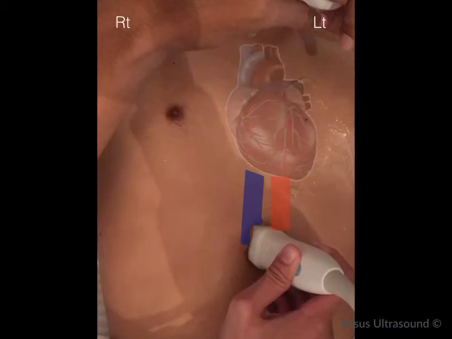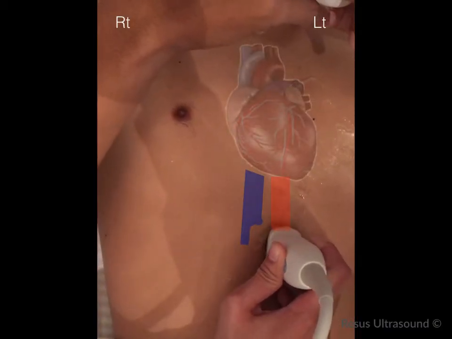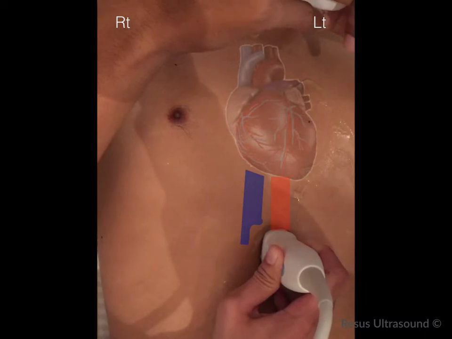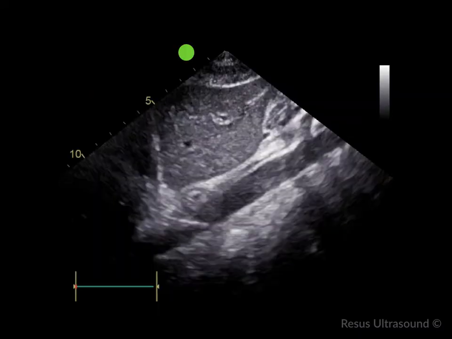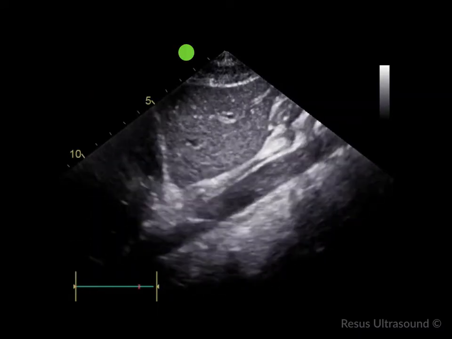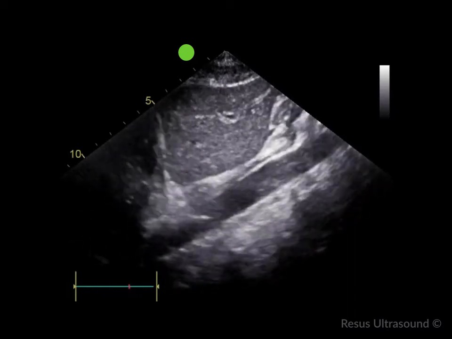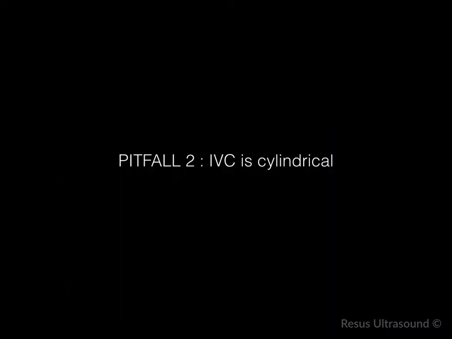This is to depict that when you do ultrasound, if you move the probe from right to left, you can actually see the aorta. As you can see here, the aorta is pulsatile, has a thick white wall, and points downward to the patient's back. Two, remember that the IVC is cylindrical.